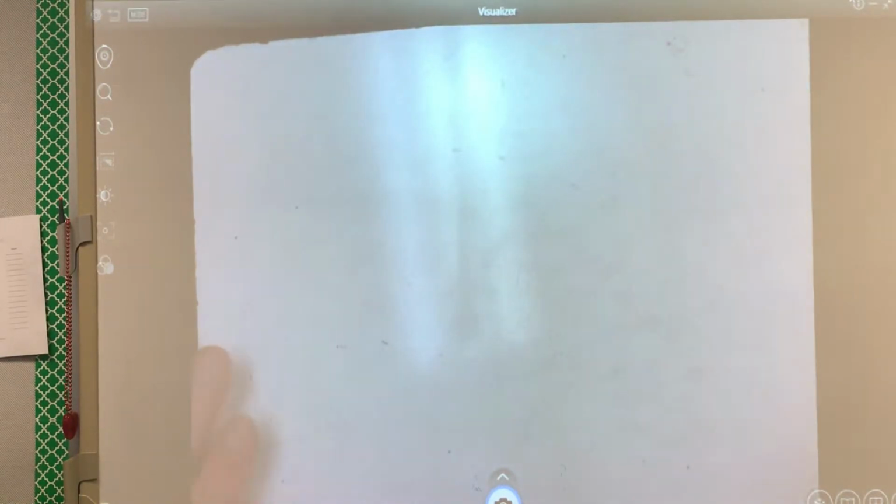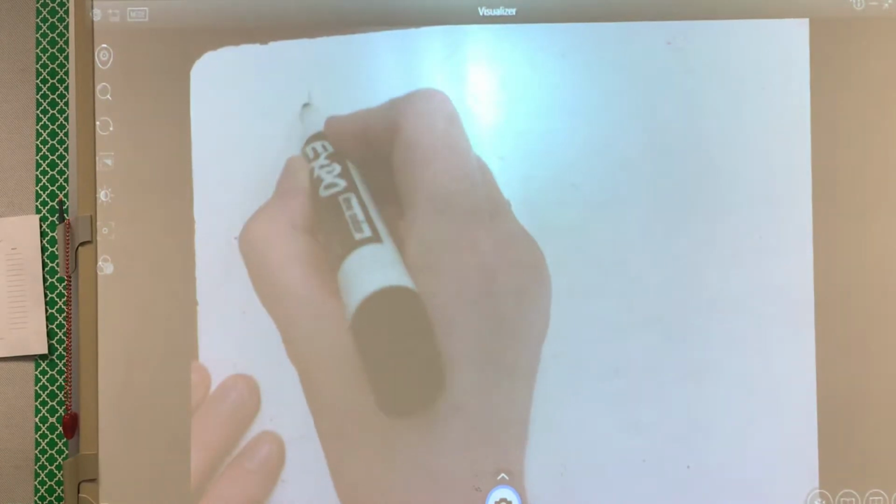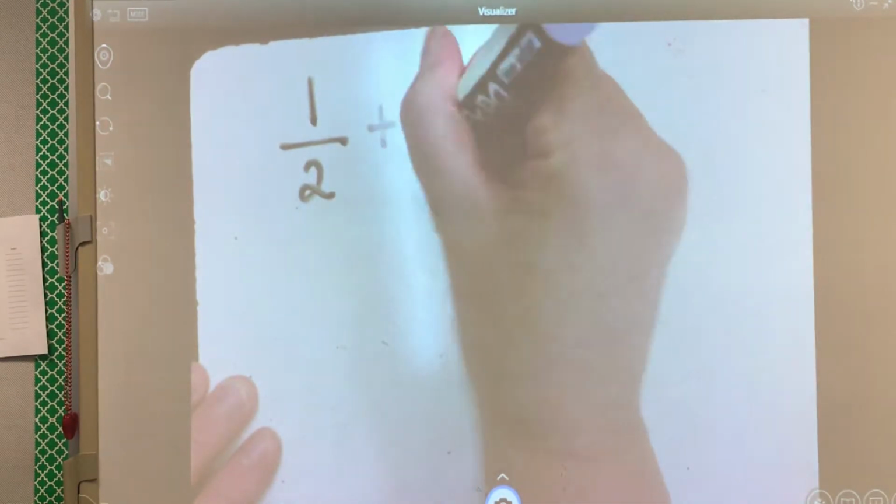Okay guys, we're going to be adding with unlike denominators, and I'm going to use my overhead projector and talk you through this. So I'm going to add two numbers. For example, I'm going to use the modeling method first. So I'm just going to add a couple of easy ones. I'm going to do, let me find a better marker here, 1/2 plus 1/4.